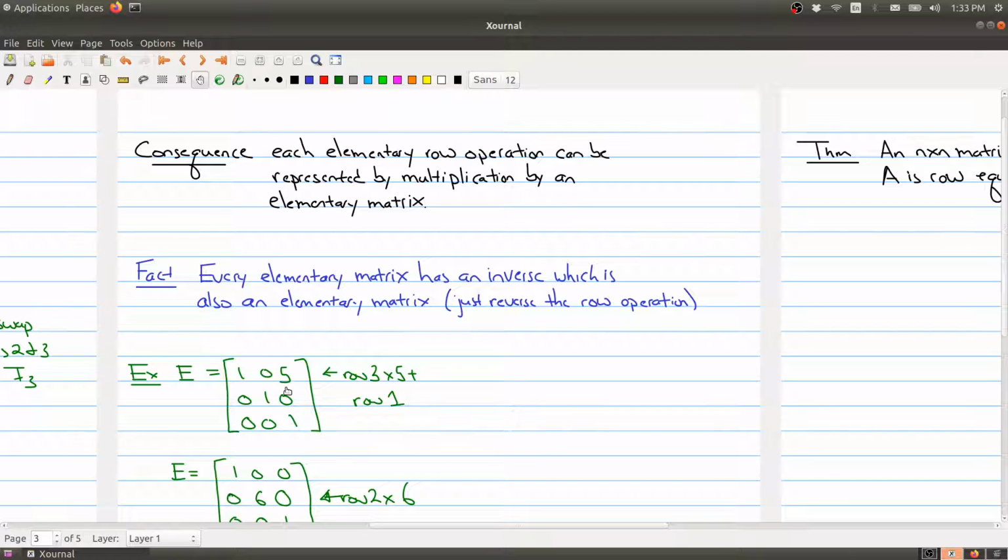So we want to make this a 0. We're going to reverse what we did. So the inverse of this matrix is going to be reversing this idea: 1, 0, minus 5, 0, 1, 0, 0, 0, 1. Instead of adding 5, we want to subtract 5. So we have row 3 times minus 5 plus row 1 of the identity matrix.